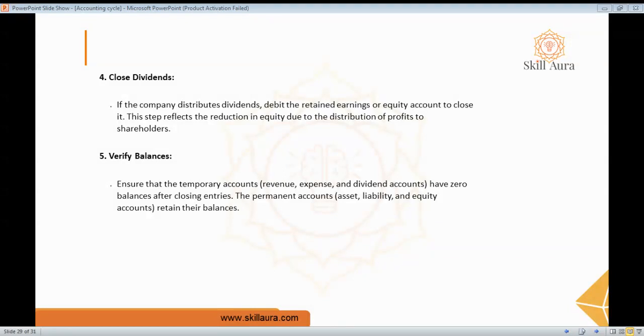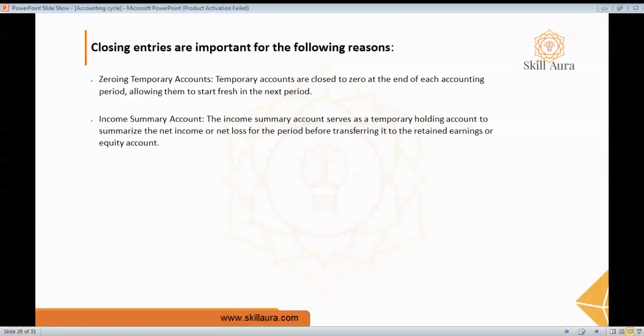Verifying balances: ensure that the temporary accounts, that is revenue, expenses, and dividends, will always have a zero balance after entering the closing entries. When it comes to permanent accounts, the asset, liability, and equity accounts will always retain their balance.